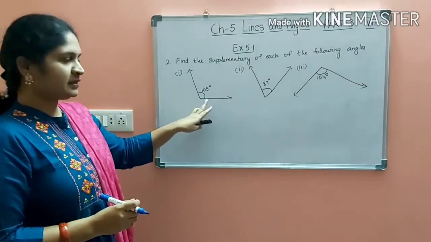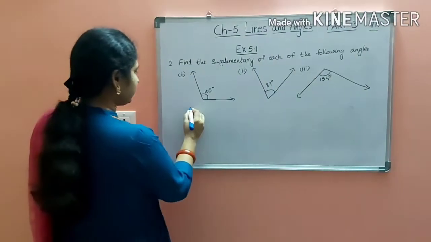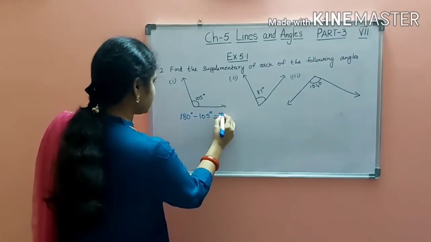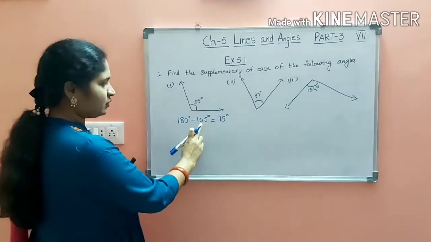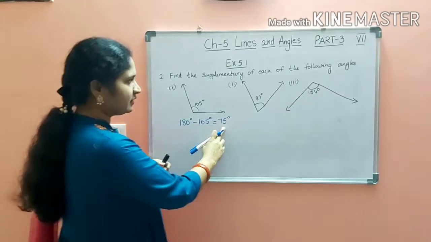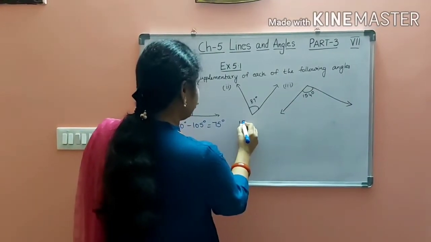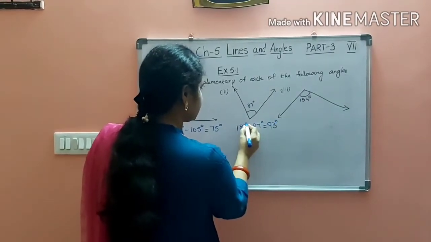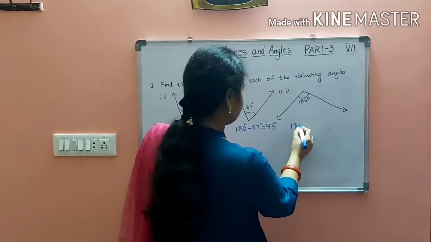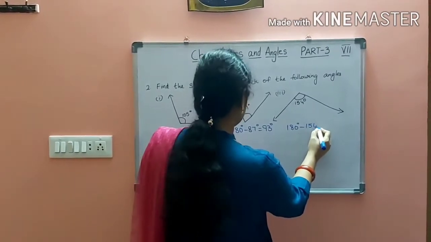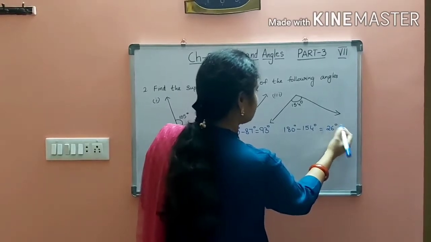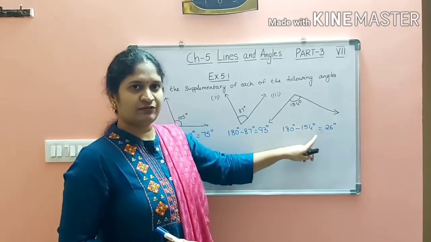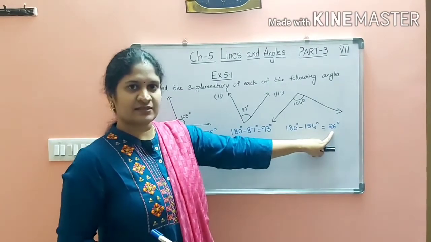Let us find the supplementary of 105 degrees. So 180 degrees minus 105 degrees, which is equal to 75 degrees. So supplementary of 105 degrees is 75 degrees. Coming to second bit, 180 degrees minus 87 degrees is equal to 93 degrees. Coming to third one, 180 degrees minus 154 degrees is equal to 26 degrees. So supplementary angle of 154 degrees is 26 degrees.